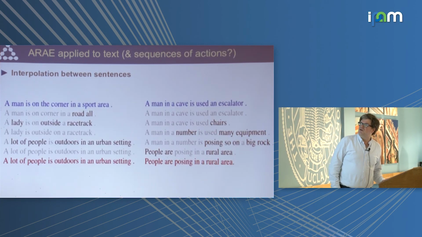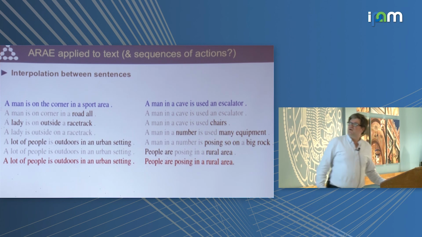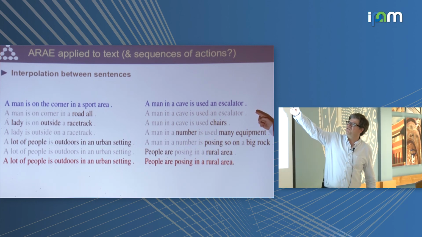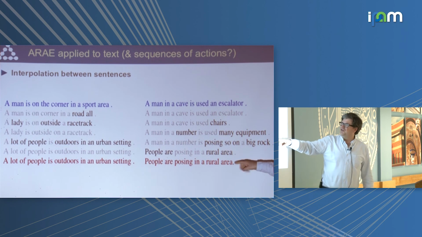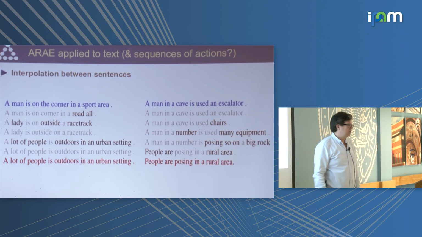But the funny thing is interpolation. So take a random vector in Z. It produces a sentence, not necessarily a correct one. A man in a cave is used an escalator. And then take another point and interpolate between the 2, and it smoothly transforms the first sentence into the second one.